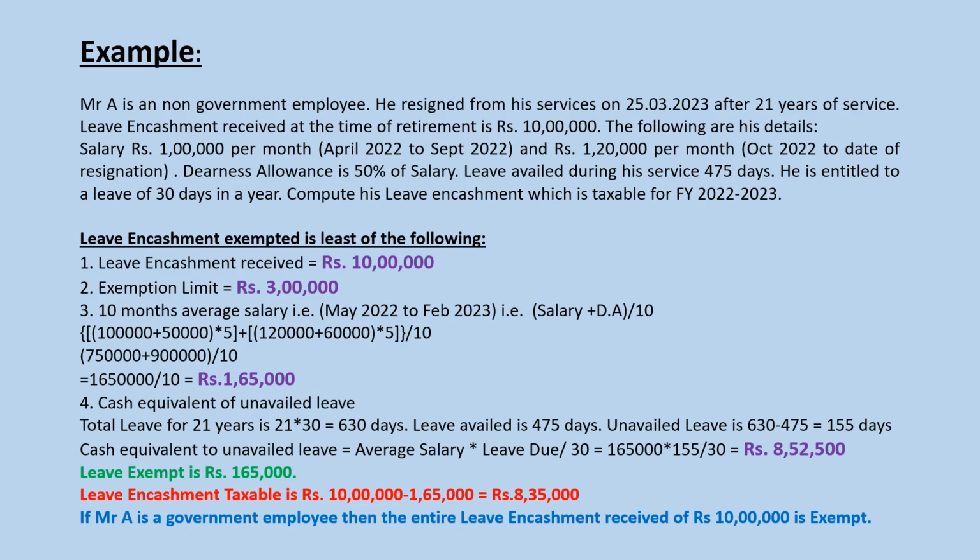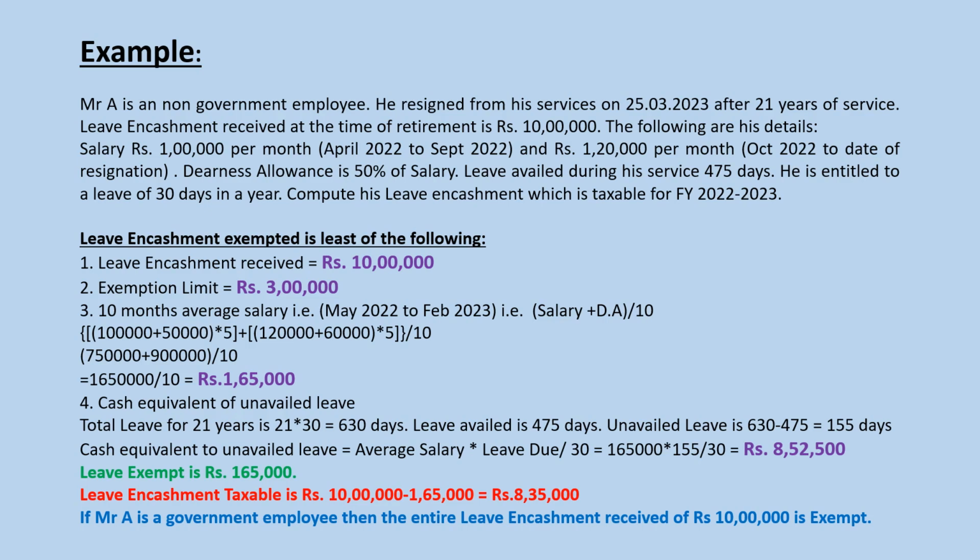And cash equivalent to unavailed leave. So total leave for 21 years is 630 days. He has availed 475 days leave. So unavailed balance leave is 155 days. So cash equivalent to unavailed leave comes to 8,52,500. So leave which is exempt is the least of the following, that is 1,65,000.